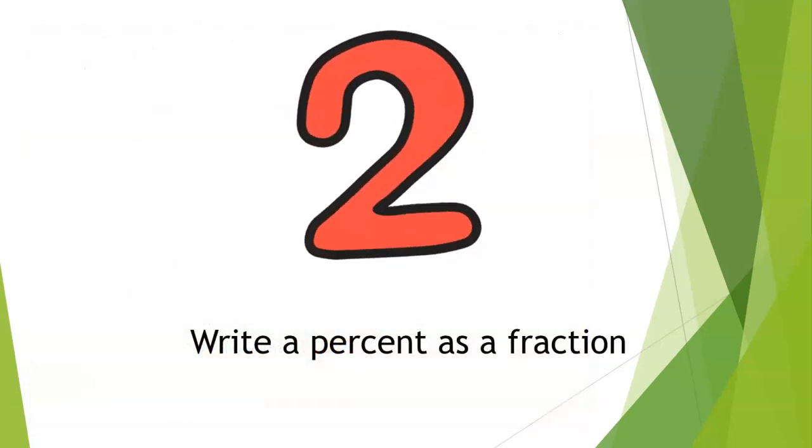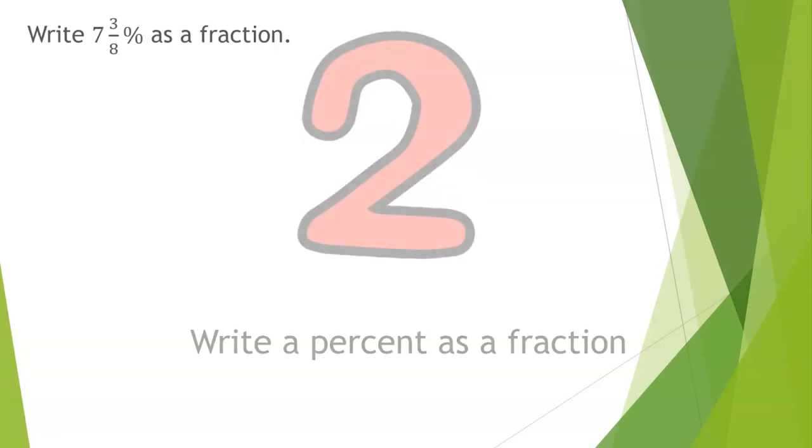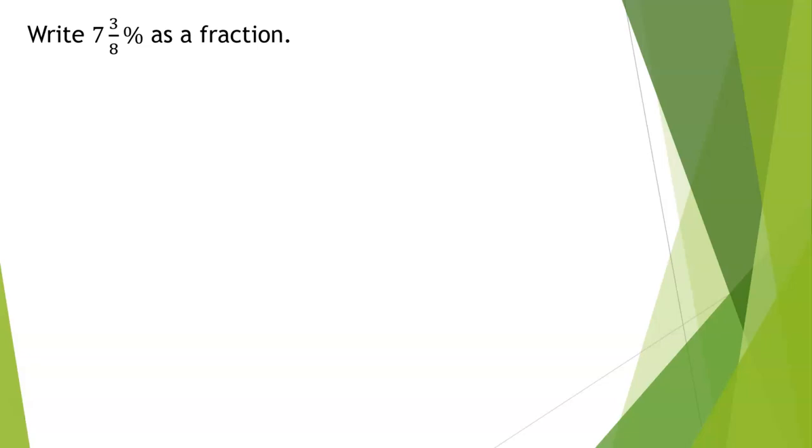Next, coming in at number 2, writing a percent as a fraction. This is the sort of problem that we need to look at. Write 7 3/8% as a fraction. The tricky part here is that the percent has a fraction in it, and we want to change it to a fraction. Let's focus on the 7 3/8 to start with.